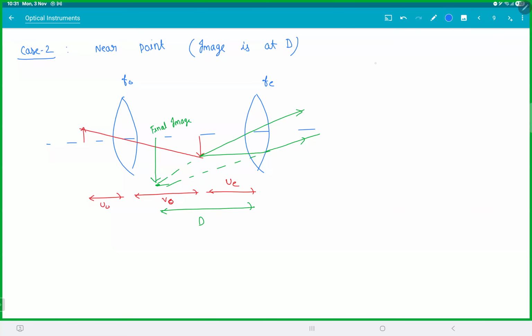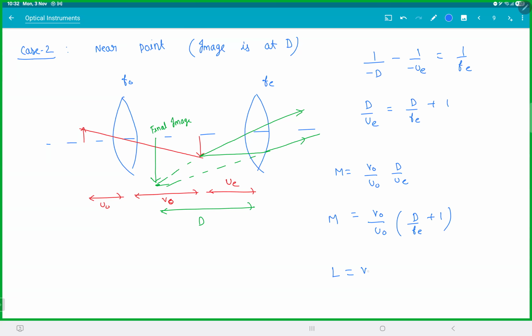You have to apply the lens formula 2 times. So 1 by minus D minus 1 by minus Ue is equal to 1 by Fe. So D by Ue will be D by Fe plus 1. So total magnification will be V naught by U naught into D by Ue. In this case, they'll give you the value of U naught. From there, you can find V naught and substitute here. There, this is your magnification, and length will be V naught plus Ue. If it is not normal adjustment, then they'll give you some data points. Then you have to solve. Clear with this? So this is about the simple microscope and compound microscope.